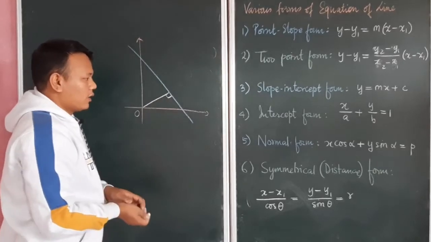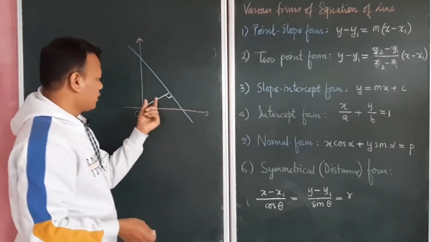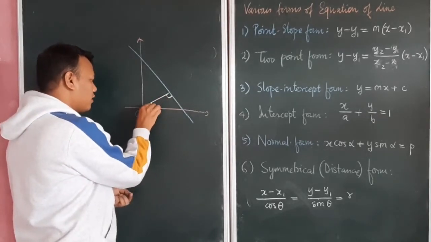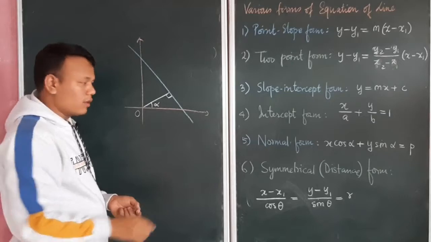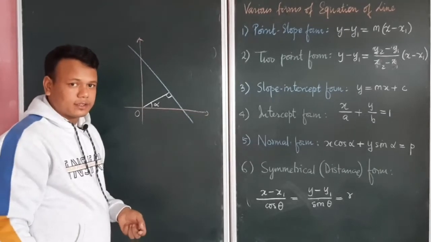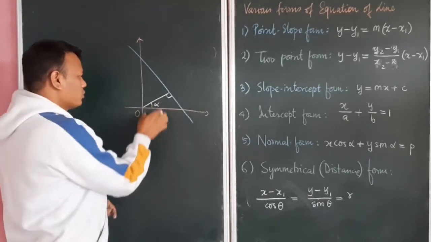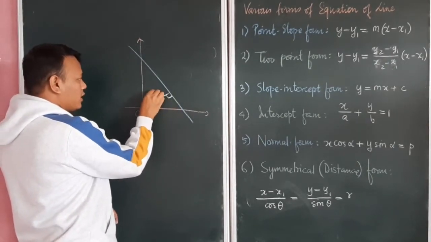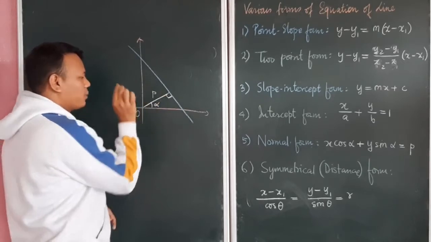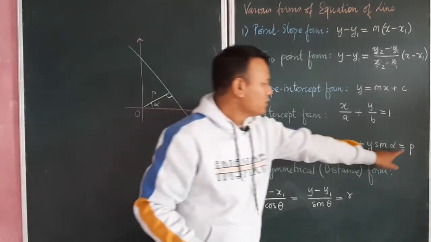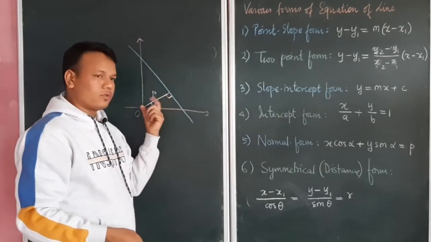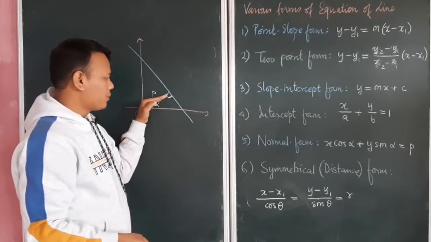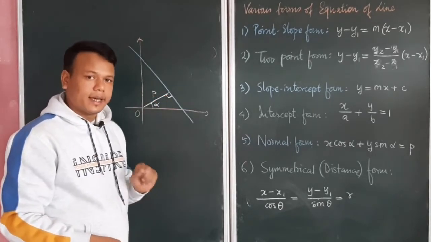Here let me assume that this perpendicular is making angle alpha with the positive direction of the x-axis. And let me assume that this distance from here to here is P. So basically this P stands for the perpendicular distance from the origin. This alpha stands for the angle made by this perpendicular line with the x-axis.